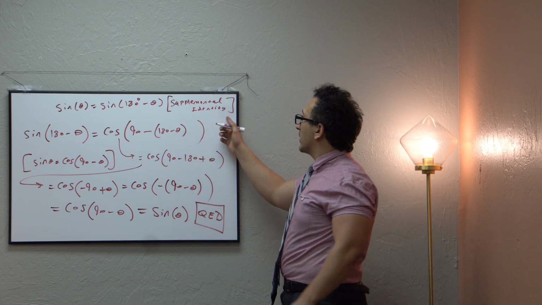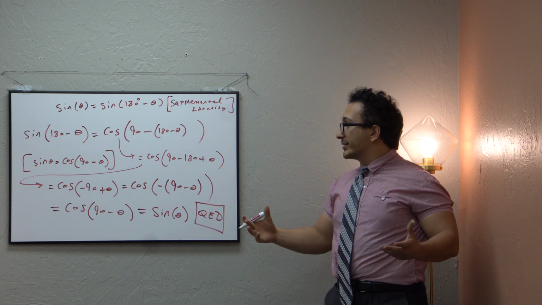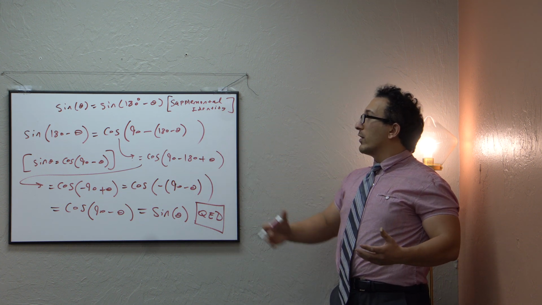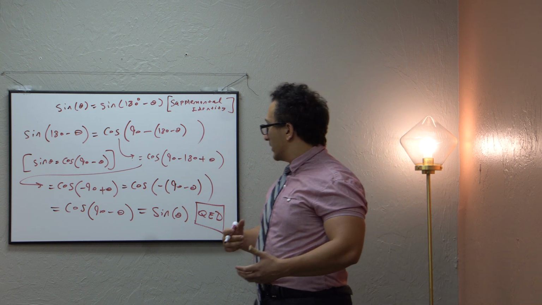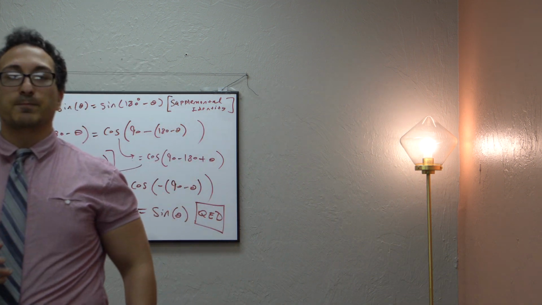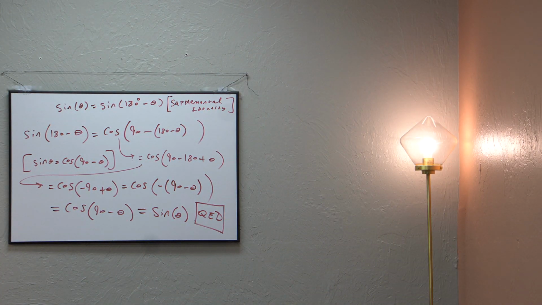So we have proven the supplemental identity equation right here. And all it took was a co-function identity, factoring out a negative, and another co-function identity. So now you guys know where this equation comes from, and it's no longer enigmatic how it was utilized in the proof of the derivation of the law of sines.